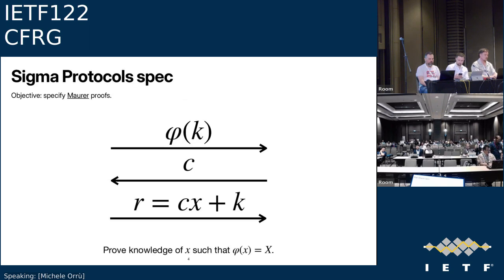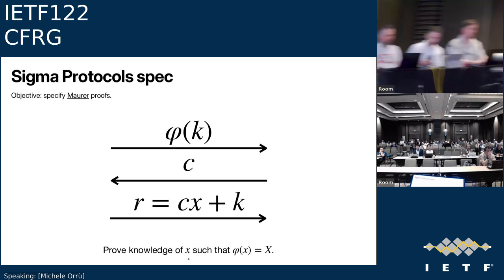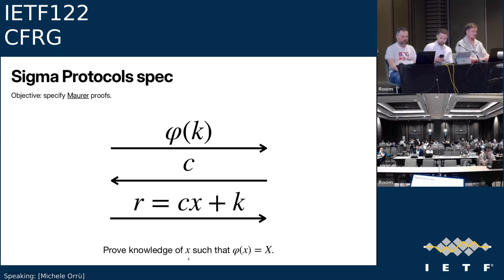Now, once we have Fiat-Shamir specified, what is the easiest, immediately useful proof that we can use? These are Sigma protocols. And the first goal for me here, at least, is specifying Schnorr proofs, which allow to prove knowledge of a secret pre-image x under a public function phi. And they are so simple that the entire description of them fits a single slide. And they are not just simple, they are also immediately useful.